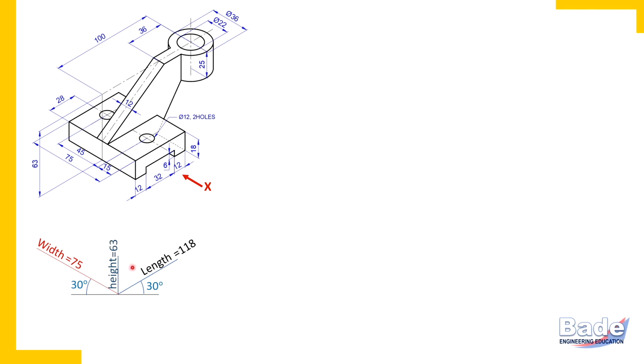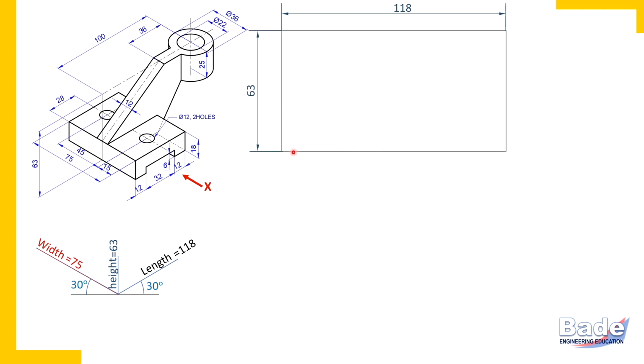Now draw front view rectangle. Remember, in front view you get length horizontally and height vertically. So measure 118 mm horizontally and 63 mm vertically and complete a rectangular box. So this box is made by thin lines. Remember, right now we are not drawing edges of the object. It's just a rectangular block which envelopes the front view.